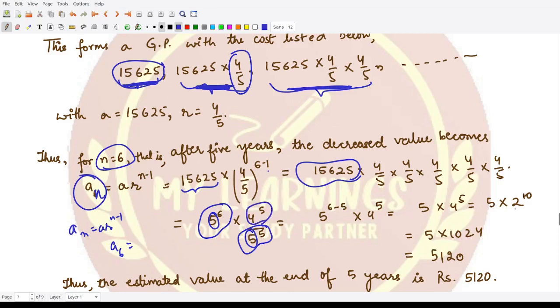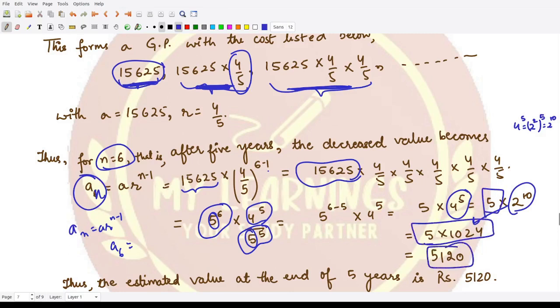You can calculate 4 raised to power 5, or you can write it as 2 raised to power 10. That is the same. Why? Because you can write 4 as 2 raised to power 2, and 4 raised to power 5 means 2 raised to power 2 raised to power 5, which is 2 raised to power 10. 2 raised to power 10 is 1024. All of you know that. Here you have only 1 power of 5. So when you multiply it together, you have 5120.